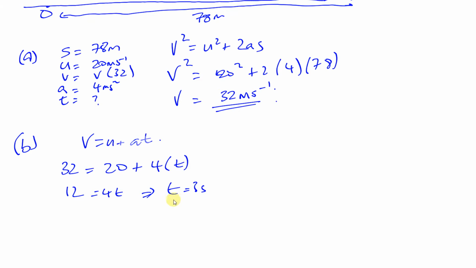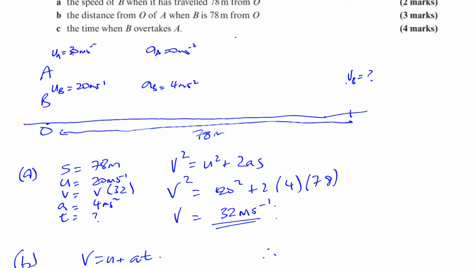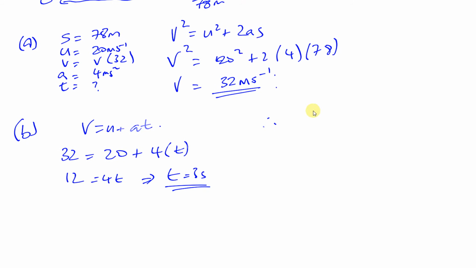Yeah, so now we know that it's 3 seconds, so therefore we want to find how far A travels in 3 seconds. Well, for A it's not a big problem, it's just going at a constant speed. So we know that as it's going at a constant speed, the speed is equal to distance over time. Therefore the distance is equal to speed times time. This only works when it's constant speed.